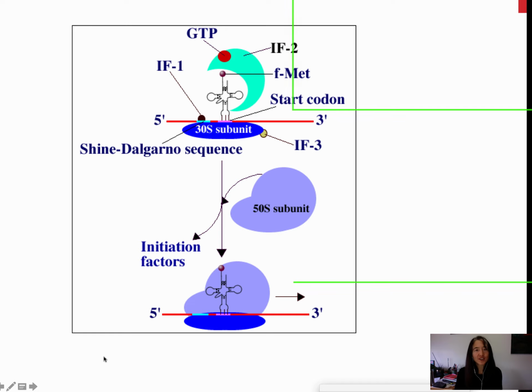So now we can move into elongation. Once the GTP is hydrolyzed, the initiation factors get the heck out of Dodge and the 50S subunit binds. Now the process of each tRNA binding to its codon, and the anticodon pairing, and carrying the peptide that will be added to the polypeptide chain.